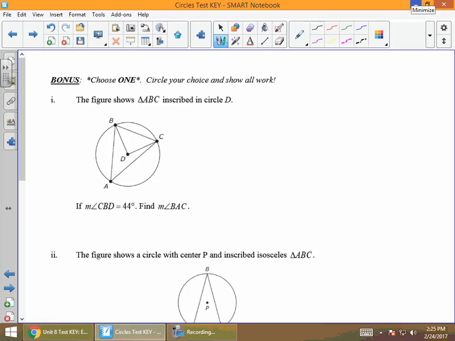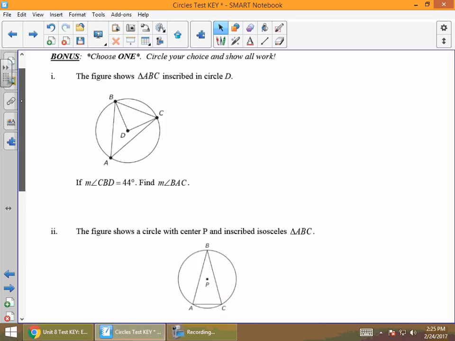On the fourth and final page, this whole page was worth bonus, and I only graded one of them. So if you circled question number one, I would grade number one, or if you circled number two, I would grade number two, or circle number three. But if you got your bonus question right, I gave you an extra 3 points, which was 10%, which was a very healthy bump here, because I think these are all pretty challenging questions.